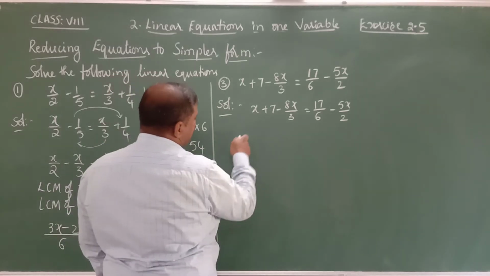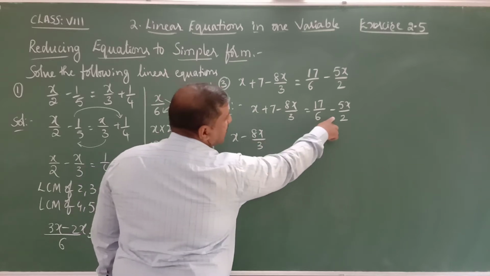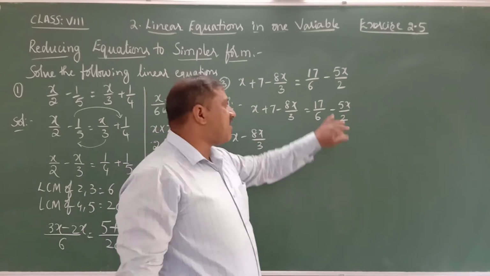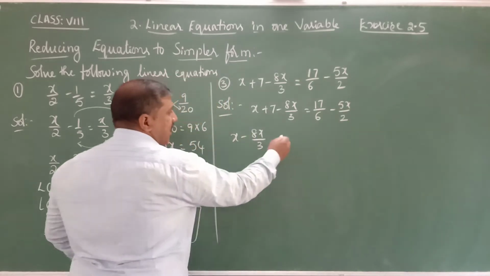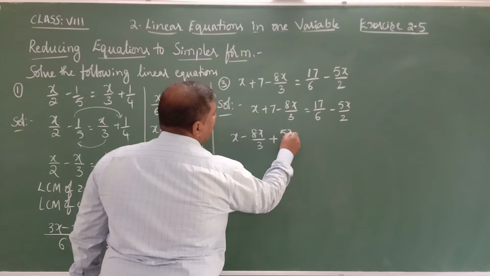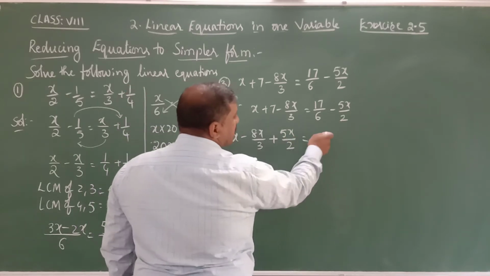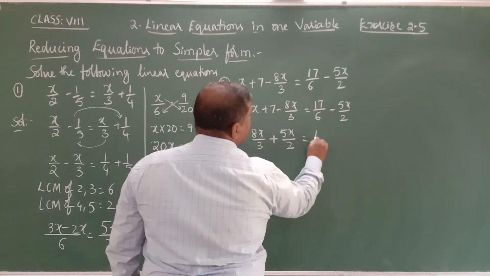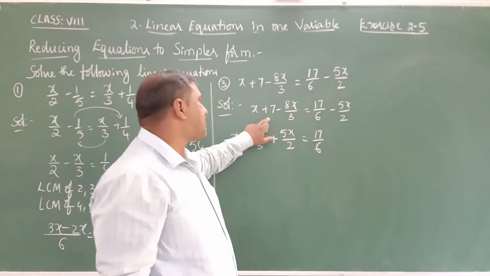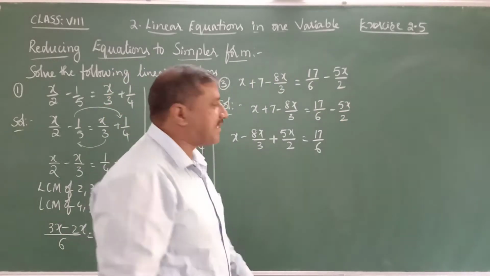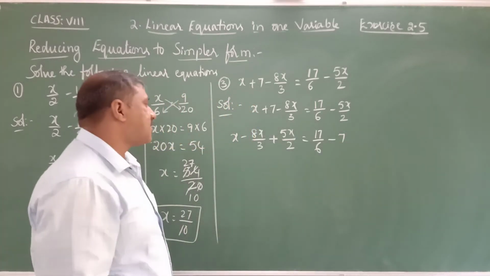So here we have x minus 8x by 3, and on the right hand side we have minus 5x by 2, a negative sign is there. So when we transpose to the LHS, it will become plus 5x by 2, that is equal to 17 by 6, and on the left hand side we also have a constant plus 7. Transpose plus 7 to the RHS, we get minus 7. Plus 7 means it is minus 7.